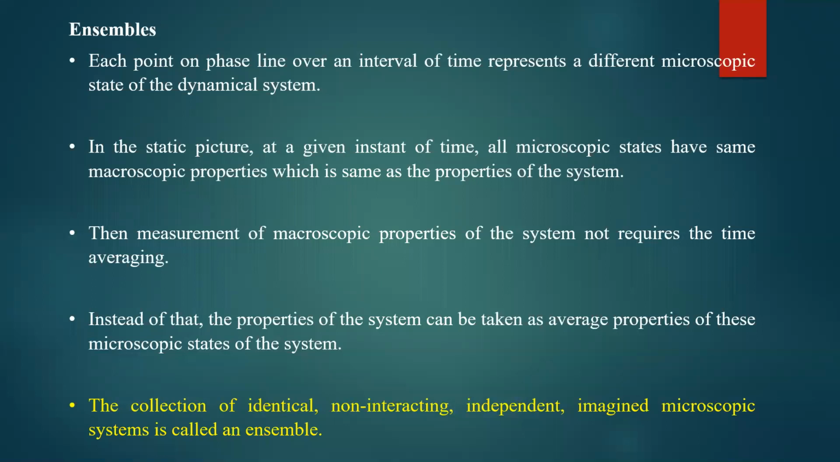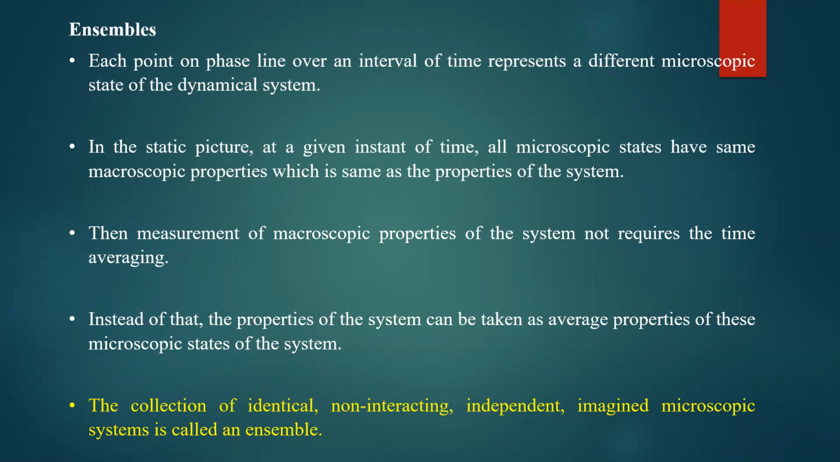states or these smallest systems are called an ensemble. If you take a gas system, it is made up of a large number of gas molecules. This is said to be a collection of gas molecules, and these gas molecules are called an ensemble. They are the fundamental building blocks of this gas system. So this is called an ensemble.